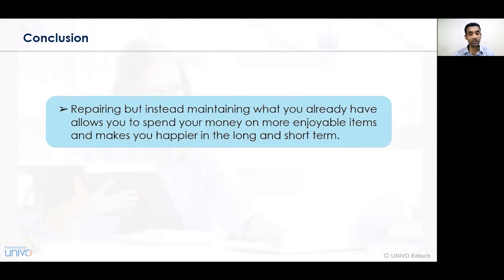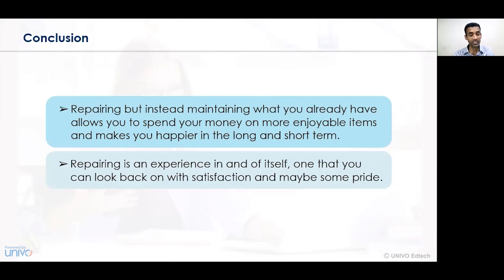Repairing, or rather maintaining what you already have, allows you to spend your money on more enjoyable items, and it makes your life happier and easier in the short run as well as in the long run. Repairing is an accomplishment in and of itself, one that you can look back on with satisfaction and maybe some pride. So repairing is essentially required, and an organization must have a continuous activity or a flow of repairing activities in the long run as well as in the short run.